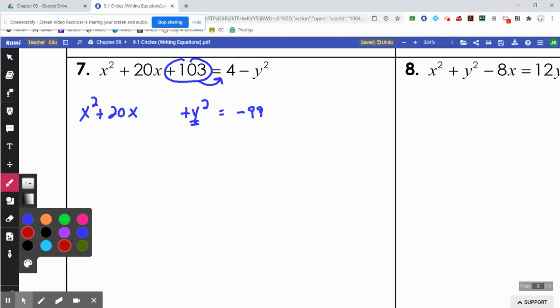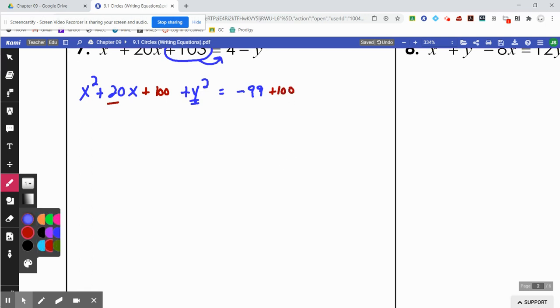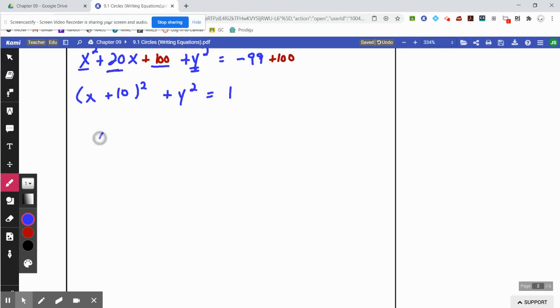Now, the x's I can complete, so take half of 20 is 10, multiply it by itself. Let's add 100 to both sides. Let's now factor one set of parentheses because it's going to be a perfect square. X times itself gives you x squared. Adds, multiplies should be half of 20. And then, like I said, just leave the plus y squared equals 1. So your center has been shifted left 10 and up 0. And your radius squared is 1, so that means your radius is also 1.